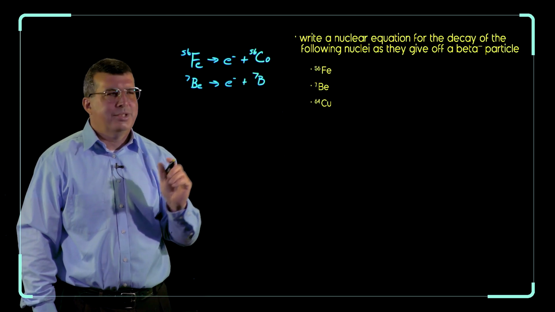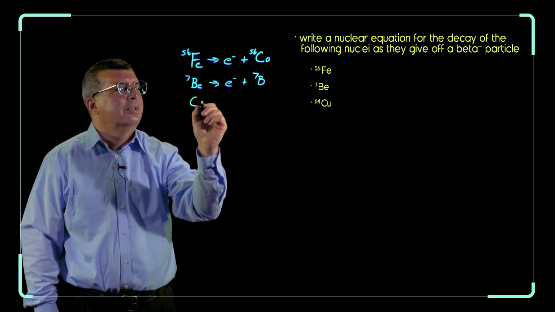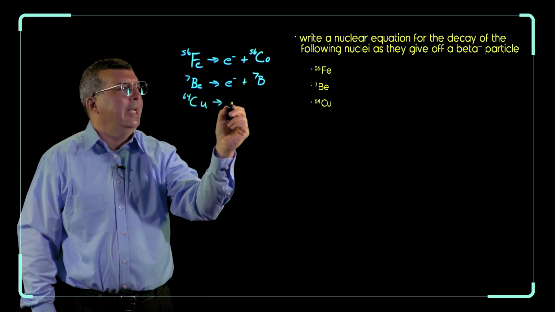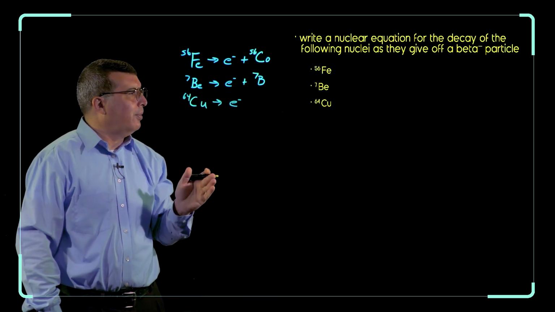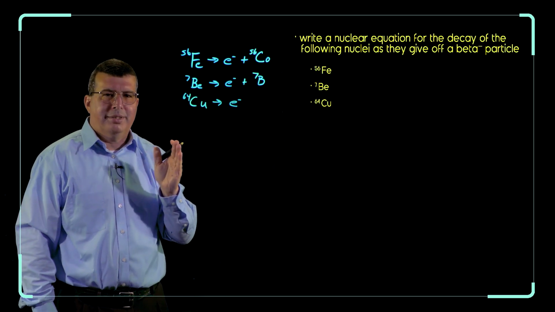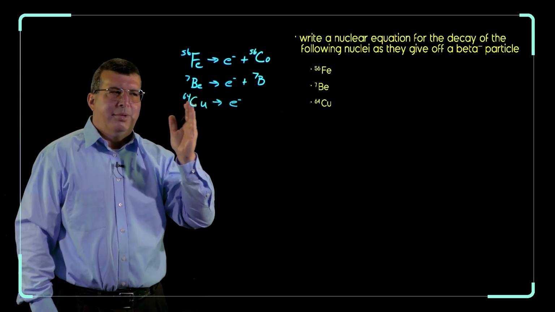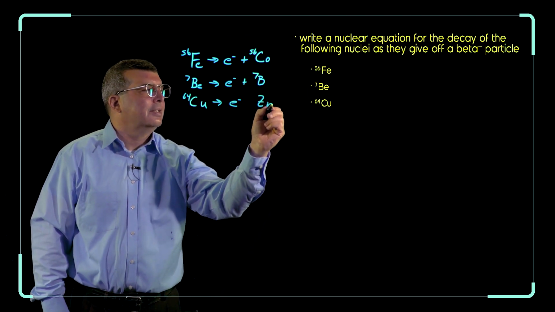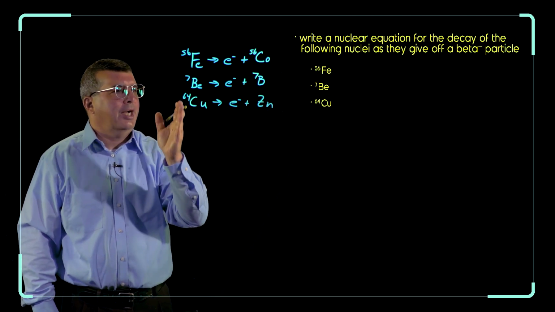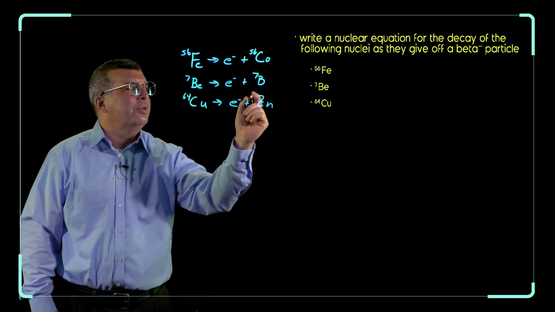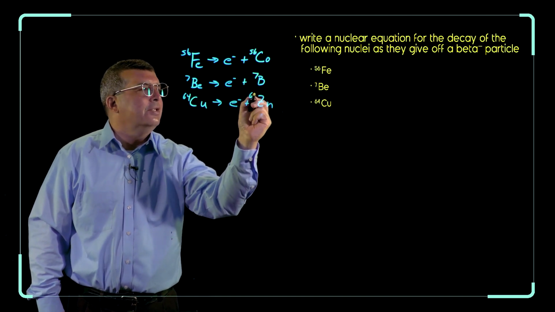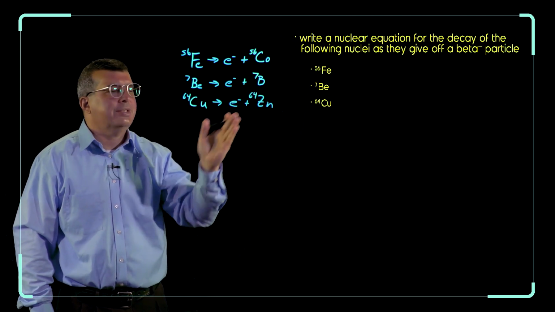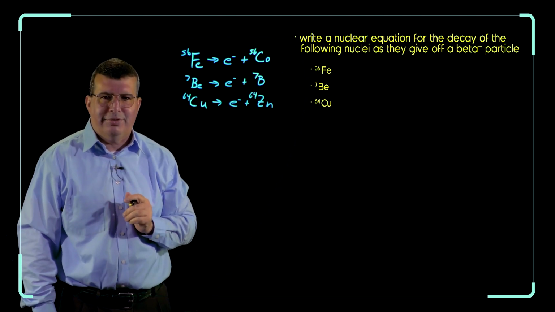And copper 64 beta decays. Copper is element 29. After beta decaying, it becomes element 30, which is zinc. And copper 64, 64 neutrons and protons, stays 64 neutrons and protons. So copper 64 beta decays and becomes zinc 64.